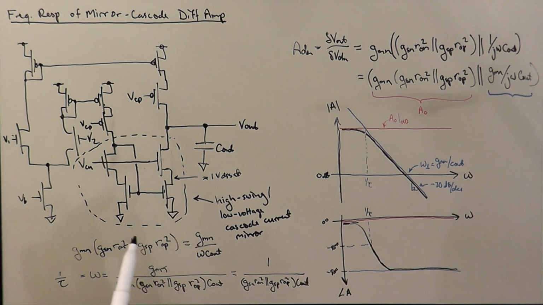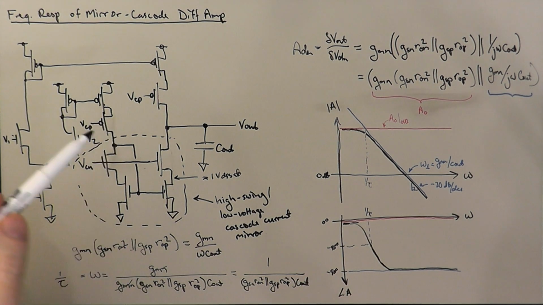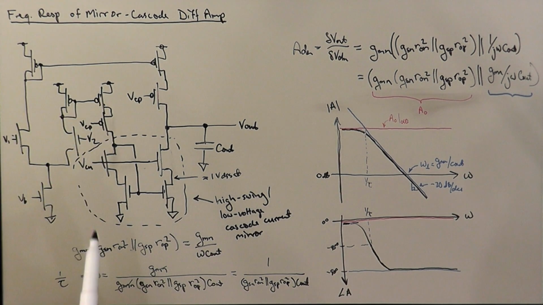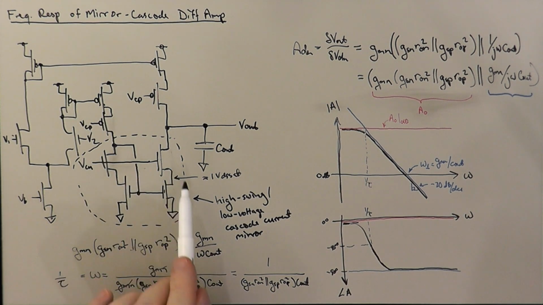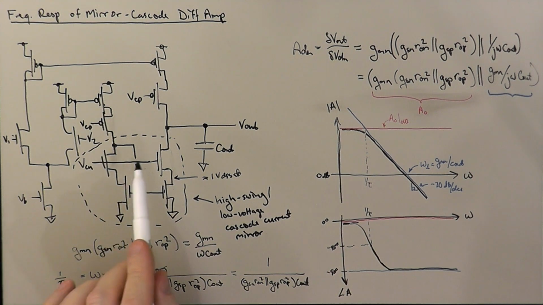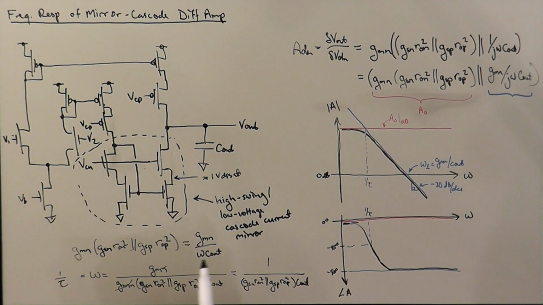And so with the addition of this cascode transistor on this internal branch, the PMOS cascode, and making this simple current mirror into a high swing or low voltage cascode current mirror, this amplifier would be a very, very nice single stage amplifier with a gain in the range of like 80 to 90 dBs pretty easily. Okay, so that's all I wanted to say about the Mirror-Cascode diff amp.